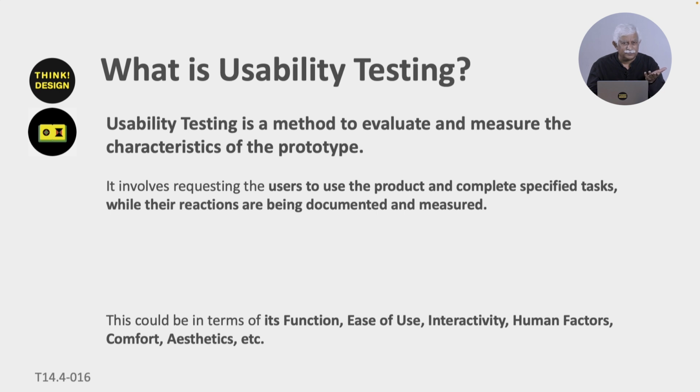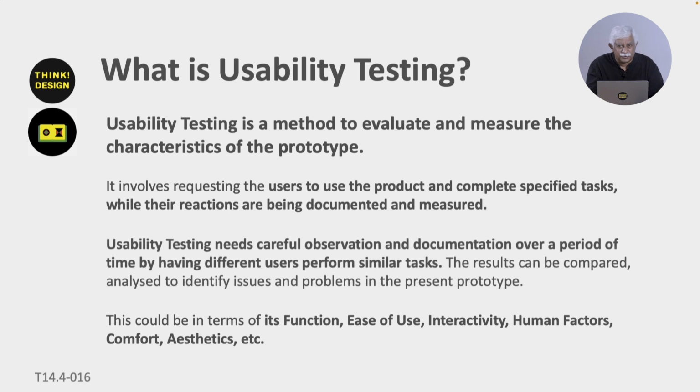comfort, aesthetics, etc. Okay, so it's a very careful observation, and documentation can be over a period of time, even by having different users perform similar tasks. So you can take an average of them. The results then can be compared, analyzed to identify issues and problems in the present prototype. Okay, so if you look at it, usability testing is a bit different from observations and conversations, because here you actually use this method to measure things and document things over a period of time, and it can be done with various users using the same prototype, and then you can compare and analyze and come out with what to do.